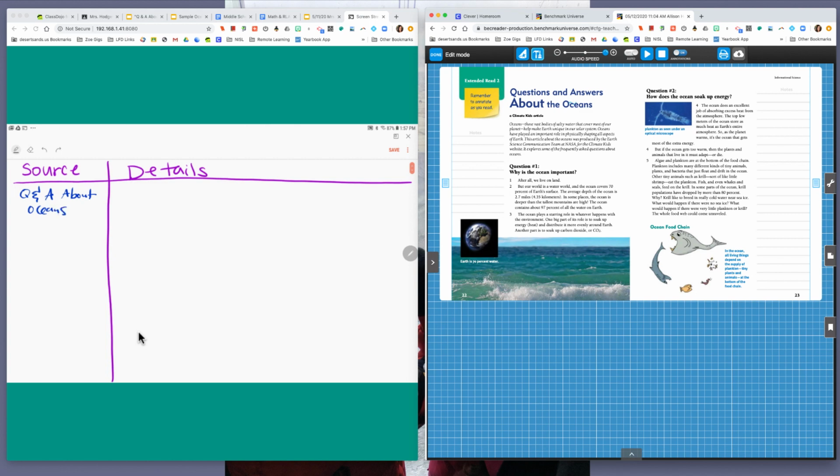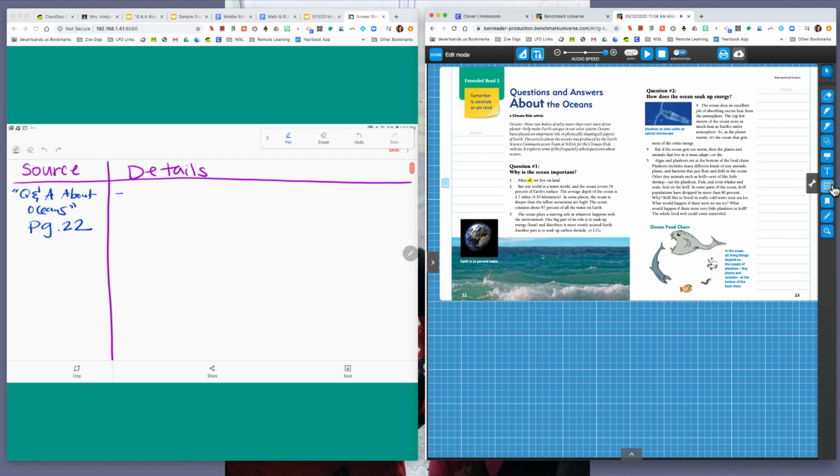And I'm going to now say the page number as I go. I'm also going to put this in quotation marks because it is an article. And I'm going to focus on page 22 in this source. All right, and I'm going to get my details ready. Why is the ocean important? And on my text, there is a highlighter that I'm going to use as we go.